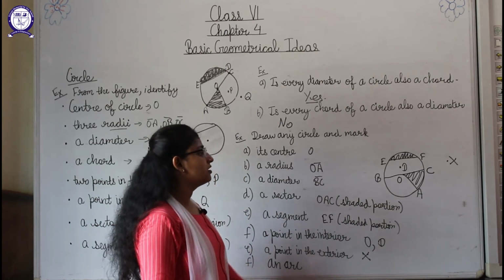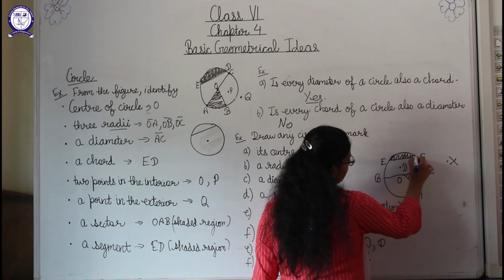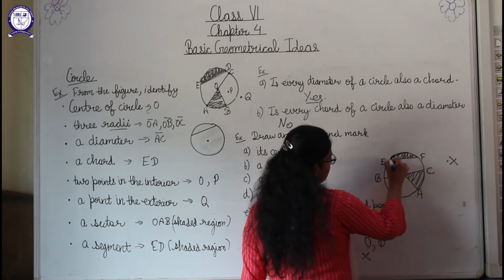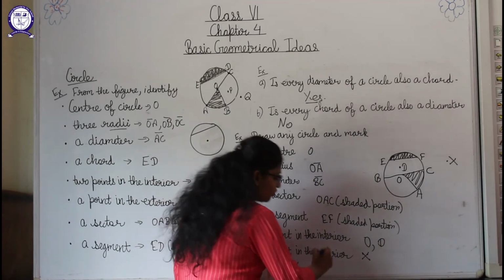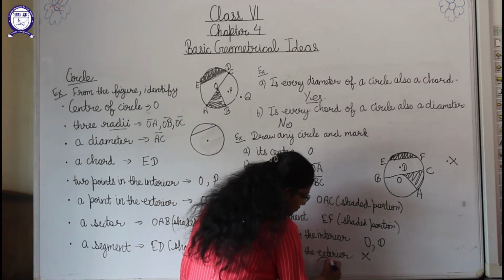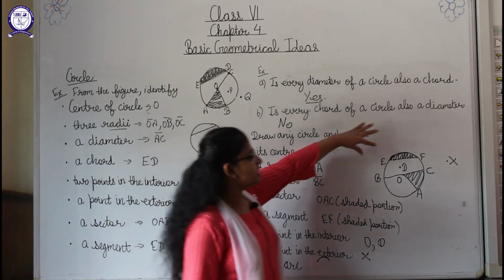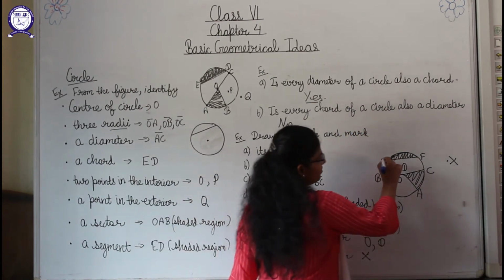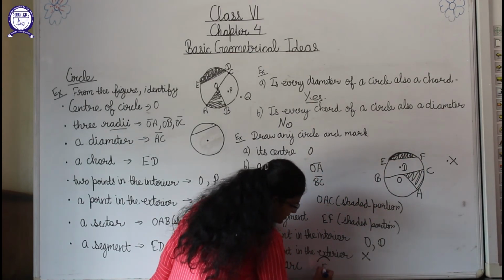Now an arc. Students, this EF and this portion, the boundary of the circle, is called EF as the arc. So what is the symbol for this? We make the symbol like this. This is the symbol of arc and we are representing this EF portion, this one. So I am naming here EF as arc.